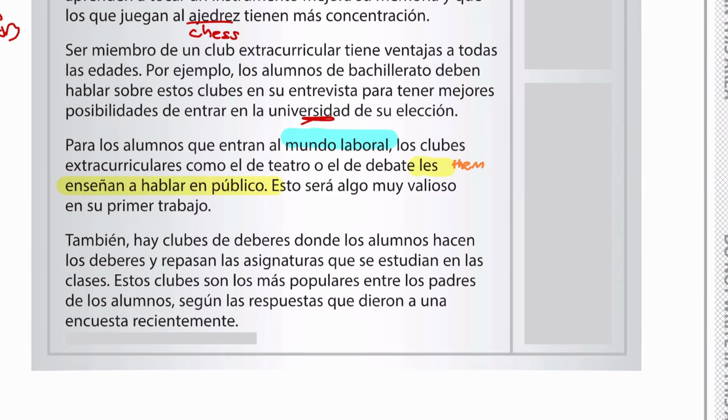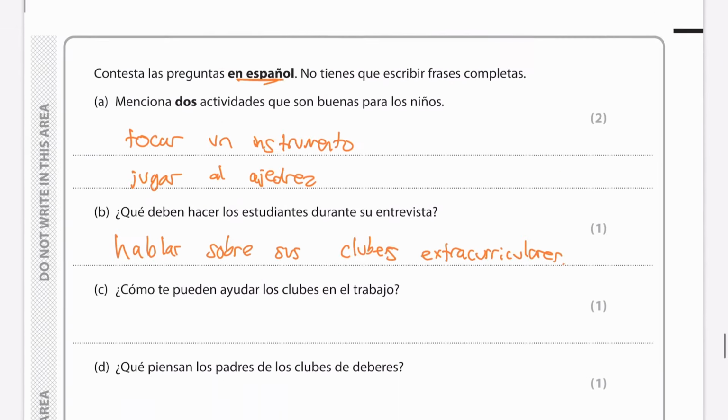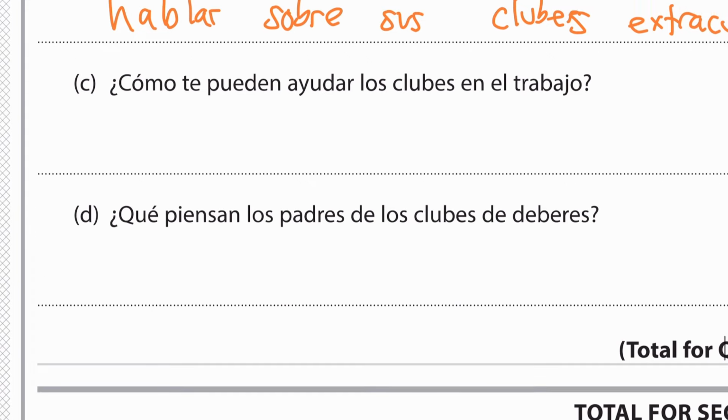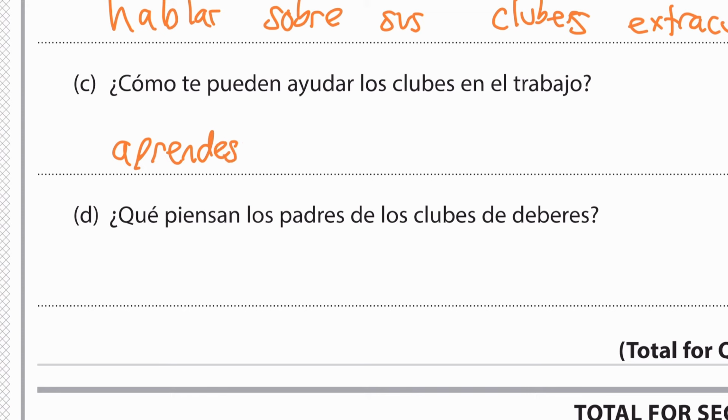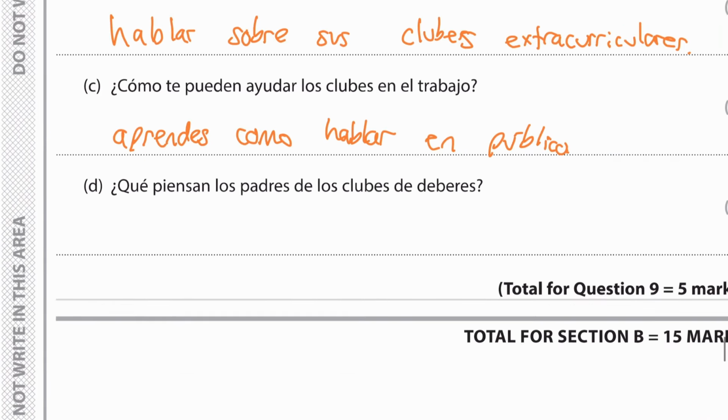Last one, esto será algo muy valioso en su primer trabajo. This will be very important in their first job. So how can they help? They help you talking in public, isn't it? So it says they teach them, so you learn. You learn is aprendes. So aprendes como hablar. And then I think just en público should do the trick. En público. Lastly, ¿qué piensan los padres de los clubes de deberes?